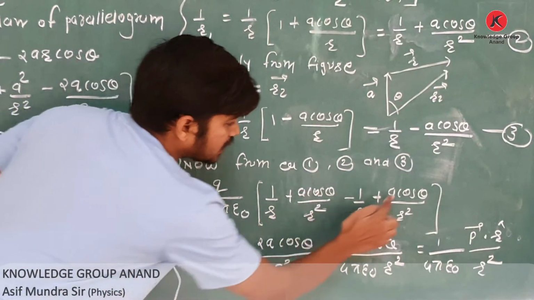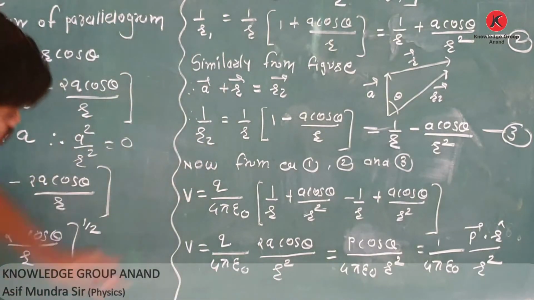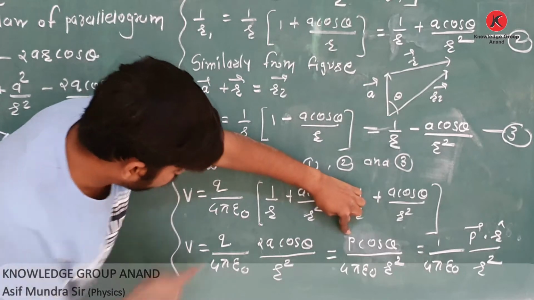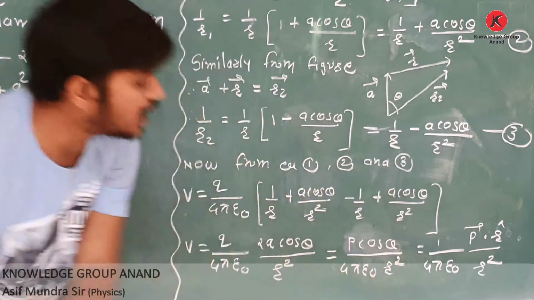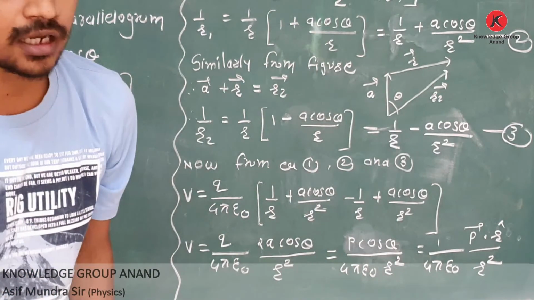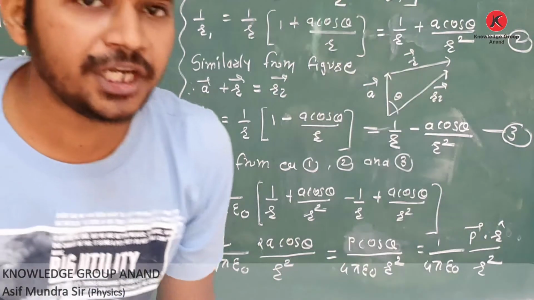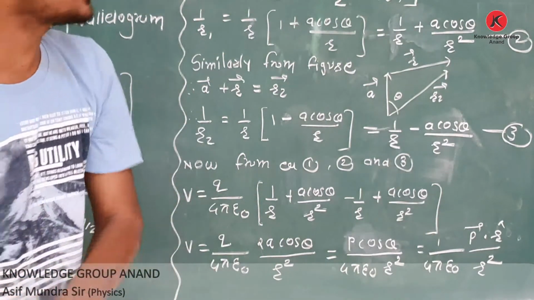A cos theta upon R square, A cos theta upon R square, it will be 2A cos theta upon R square. Now we know that Q into 2A is electric dipole moment. So Q into 2A is equal to P cos theta upon 4 pi epsilon 0 R square. Clear? Now P, electric dipole moment, is a vector quantity.